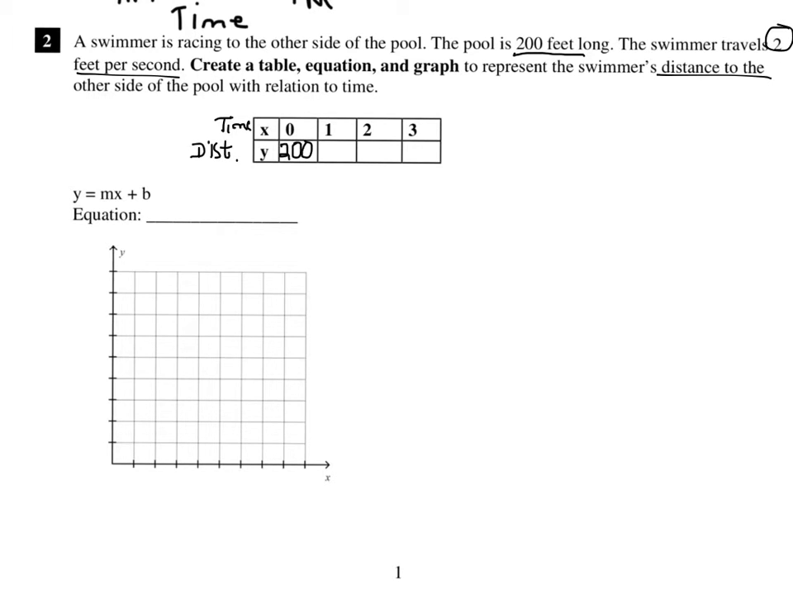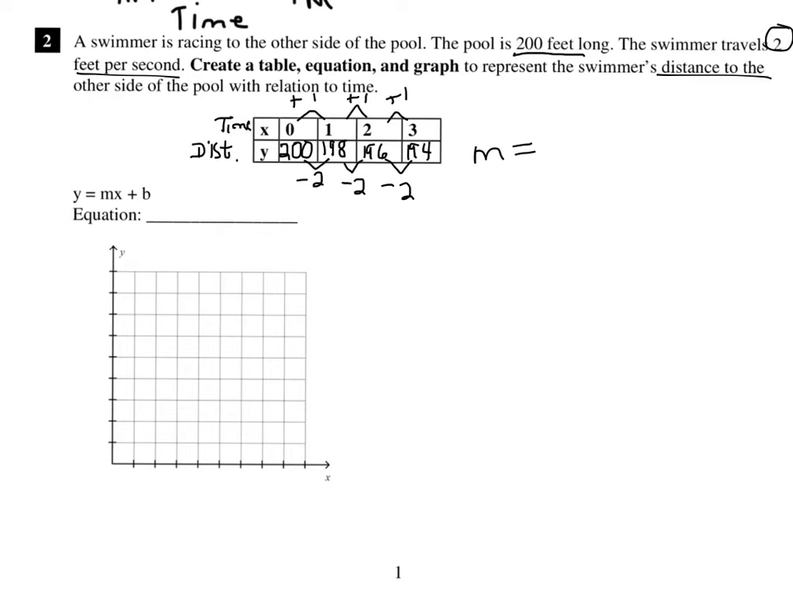After 1 second goes by, he's already swam 2 feet. So how many feet left does he have to swim? Since he swam 2 feet, he has 198. How do we get that? Because we subtract 2. Then another second goes by, and he swims 2 more feet, so he only has 196, and then 194. So the y's are going down by 2 every time, and the x's are going up by 1 every time. What do we need that info for?